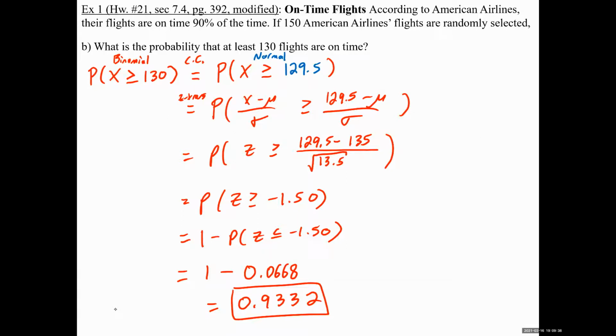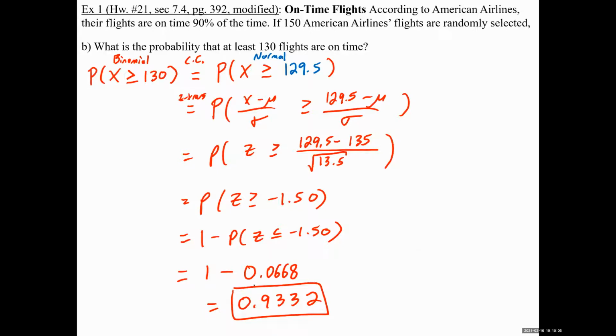If I was going to use the binomial formula, how many terms would it be? Well, at least 130 flights means 130 or 131 or 132 or 133, all the way up to 150, because you can't have more than 150 on-time flights if you're only looking at 150 flights. So that'd be 21 terms. If you use the binomial formula, instead of this couple of steps here, you'd have to calculate 21 different things and then add them up. And if you did that, you would get the exact answer.